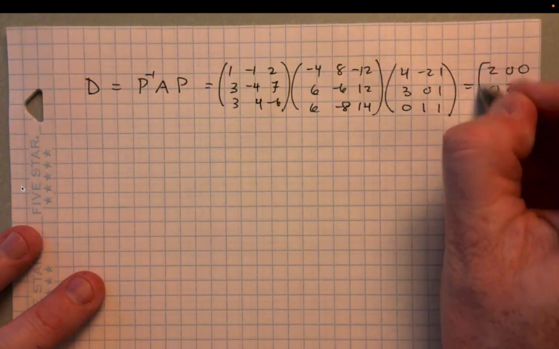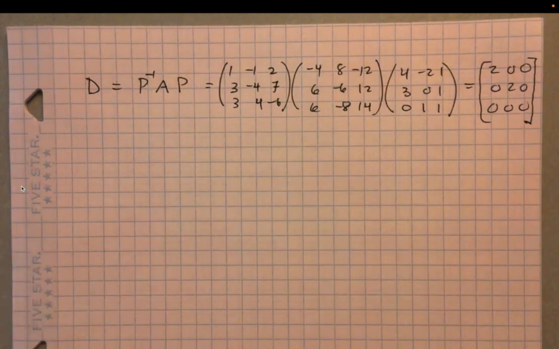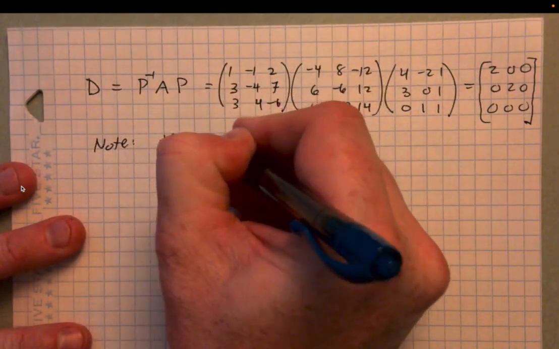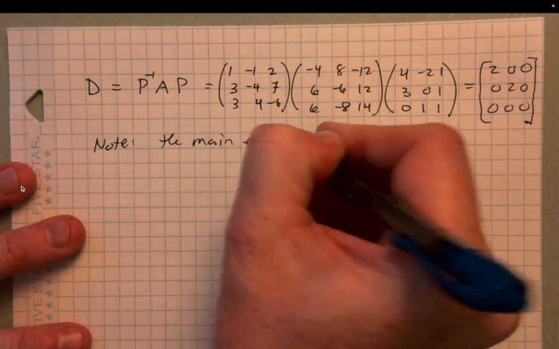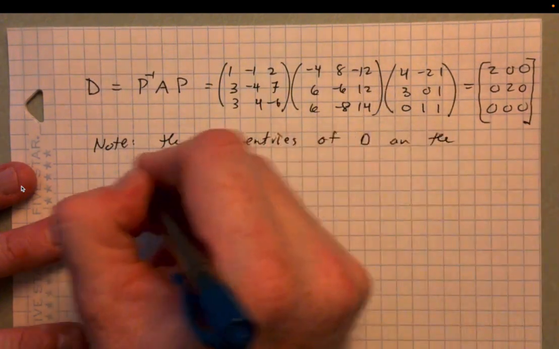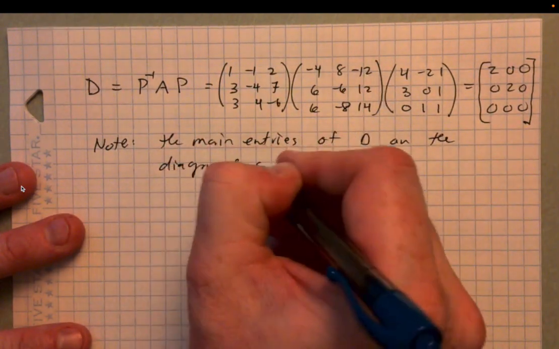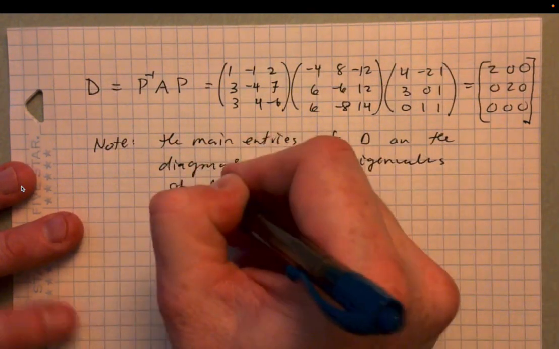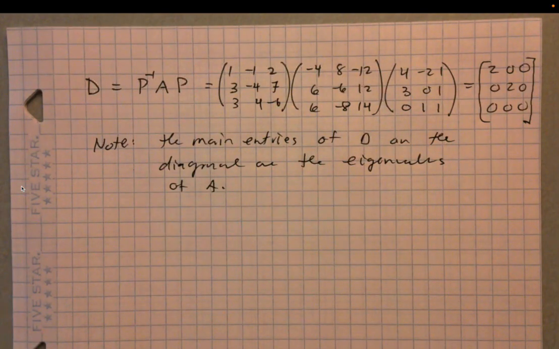Now, what about this diagonal matrix jumps out at you? Well, the main diagonal entries of the diagonal matrix are the eigenvalues of A. The main entries of D on the diagonal are the eigenvalues of A.